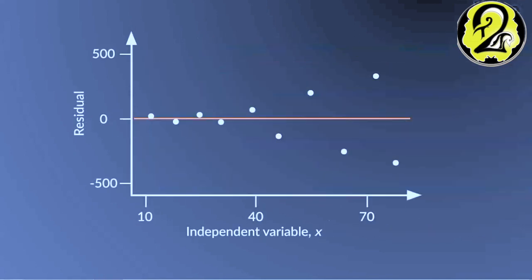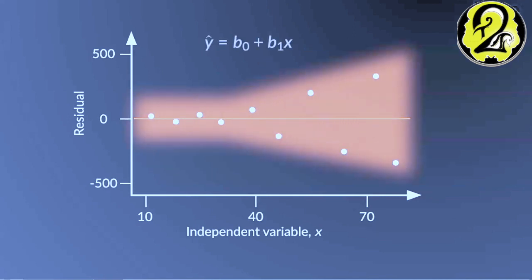Also, a thickening of the residual plot, as it is viewed from left to right, indicates that the regression line is not a good model.